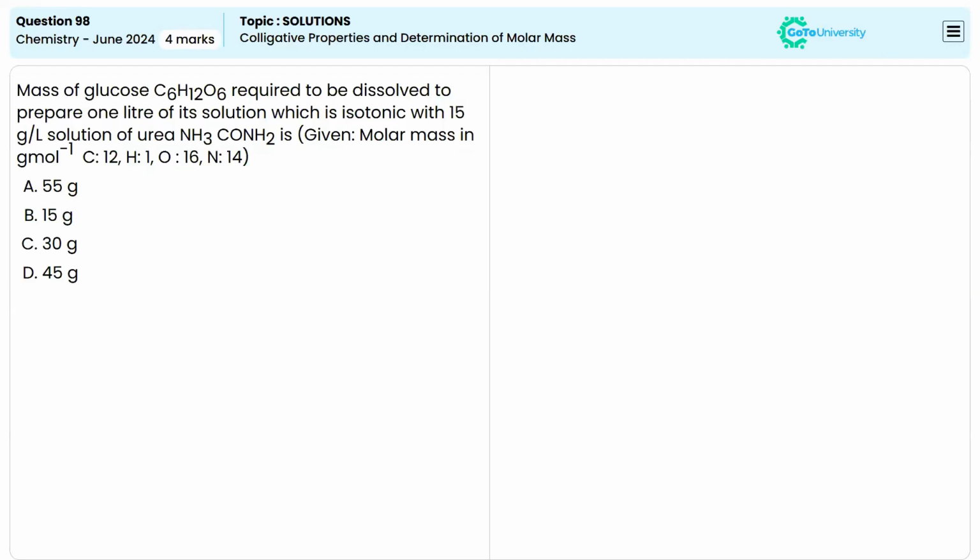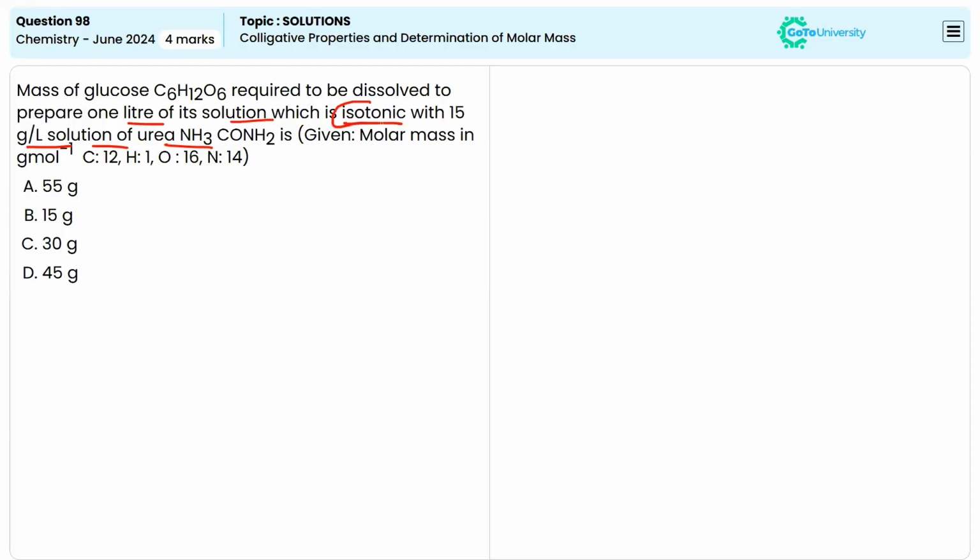Okay, so here it is given: find the mass of glucose required to prepare 1 liter of its solution, which is isotonic with a 15 gram per liter solution of urea. We have to find out the mass of glucose required. Which solution are we preparing here? We are preparing 1 liter of glucose solution which is isotonic.